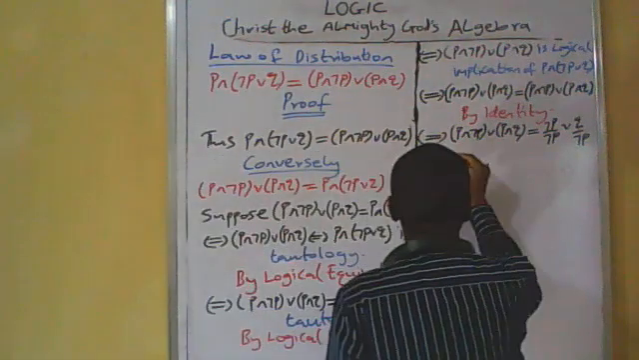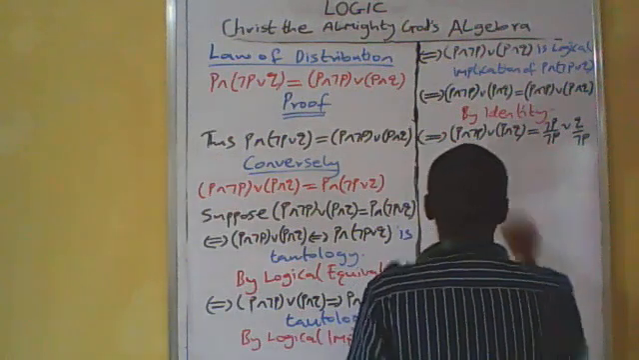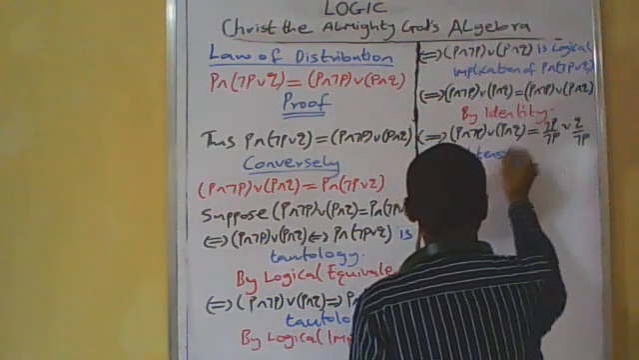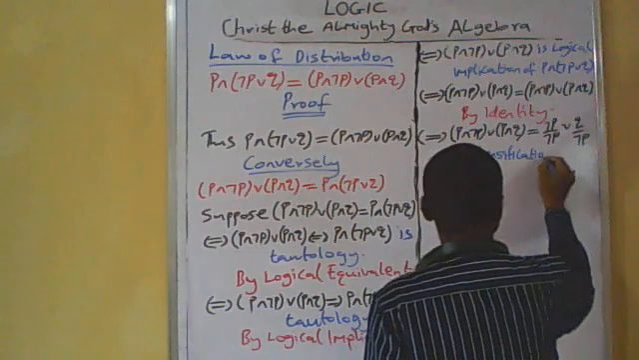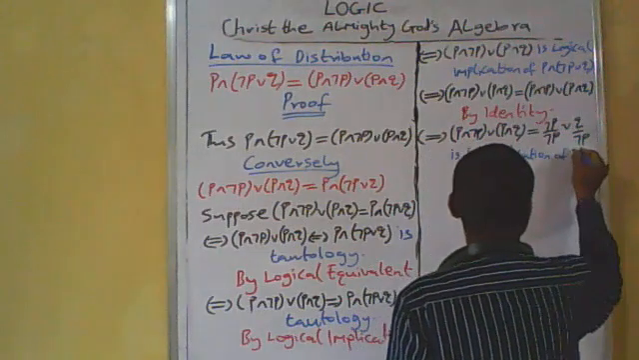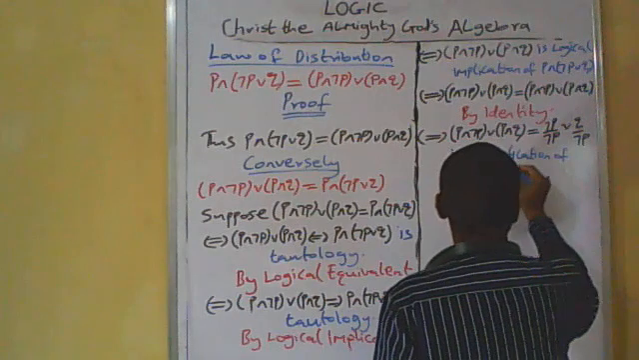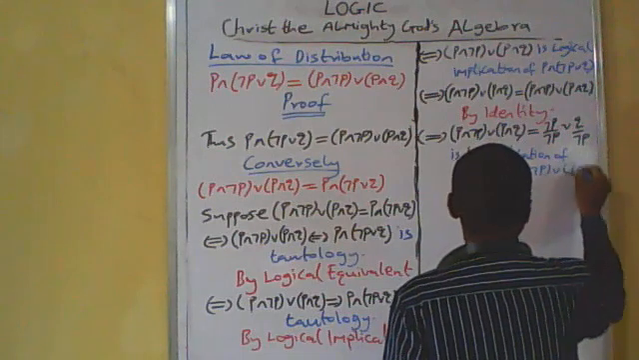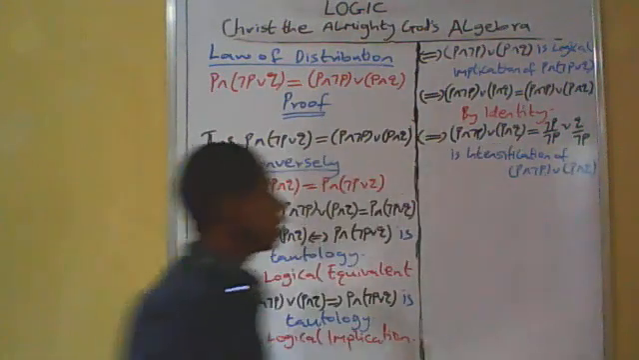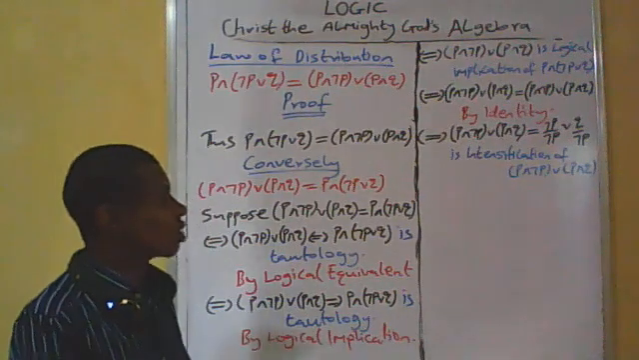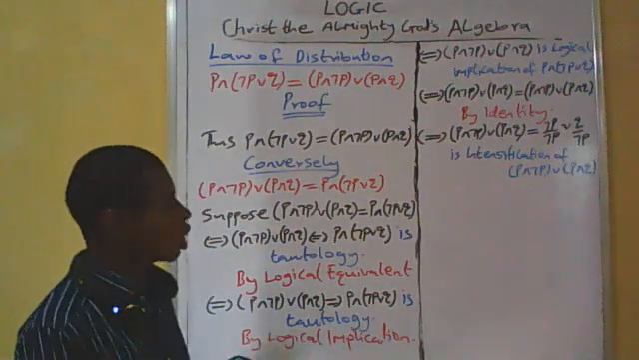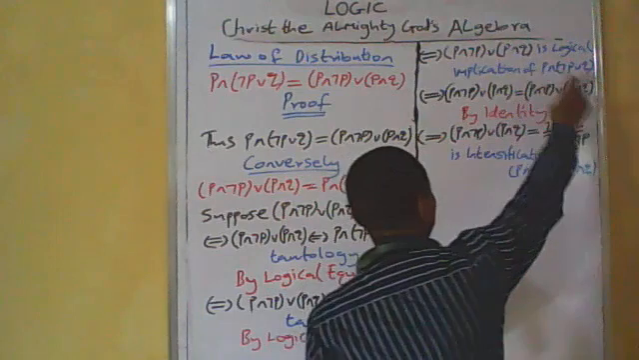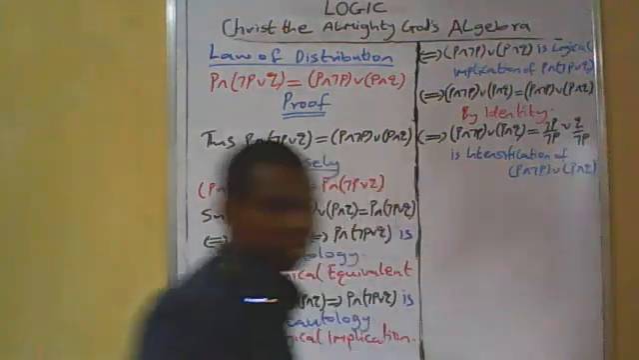You say it is intensification of bracket P and not P, or bracket P and Q. Now it's intensification of the left hand side of the equation, being justified by Christ Almighty God's grace. Because through God's grace, we transform all these conjunctive statements to conditional statements.